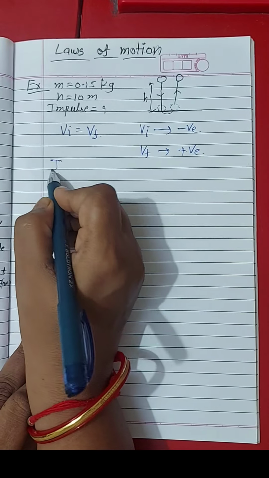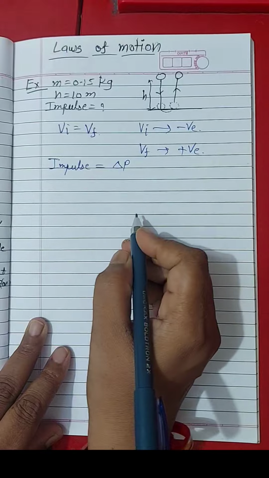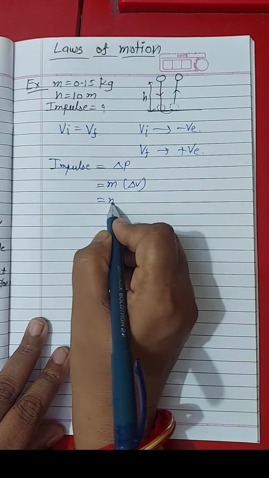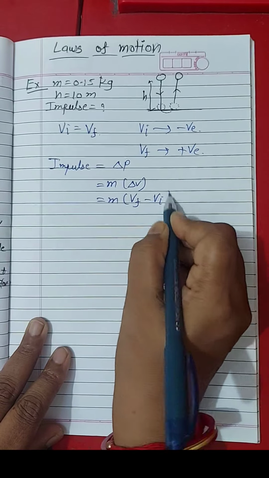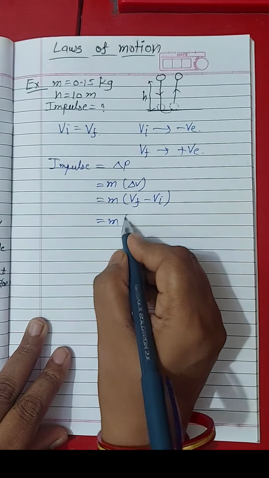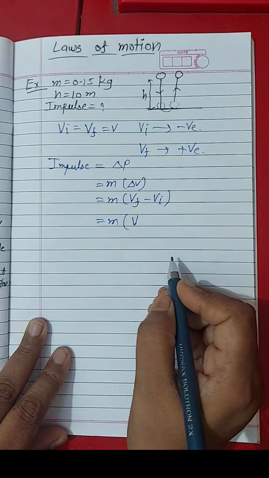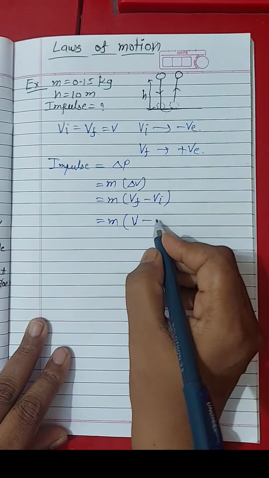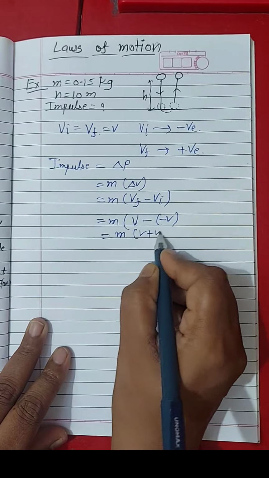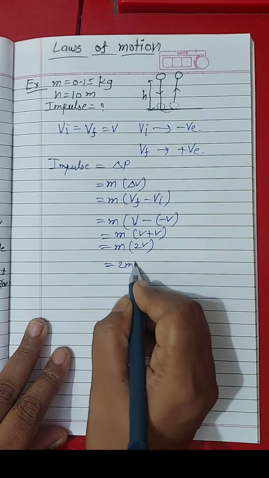What is impulse? Impulse is the change in momentum, that can be written as mass multiplied by change in velocity. So that is final velocity minus initial velocity. Final velocity is positive v and both are equal. So vi is equal to vf is equal to v, minus initial velocity is negative. So it is m times (v minus (minus v)), so it is v plus v. So mass multiplied by 2 times the velocity, 2mv.